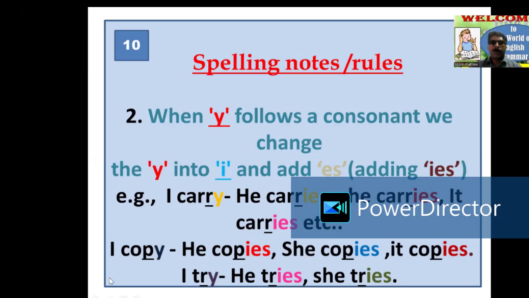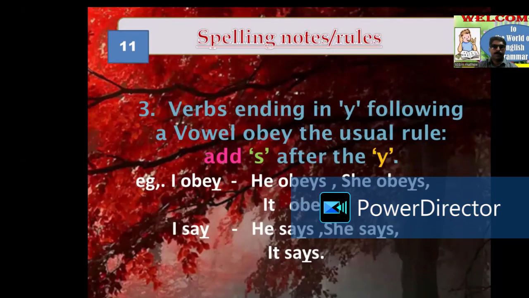Here, I copy becomes she copies, and I copy changes to it copies. Did you understand the spelling changes? I believe that all of you understood the spelling rules. Second, students, let us move to the next slide.